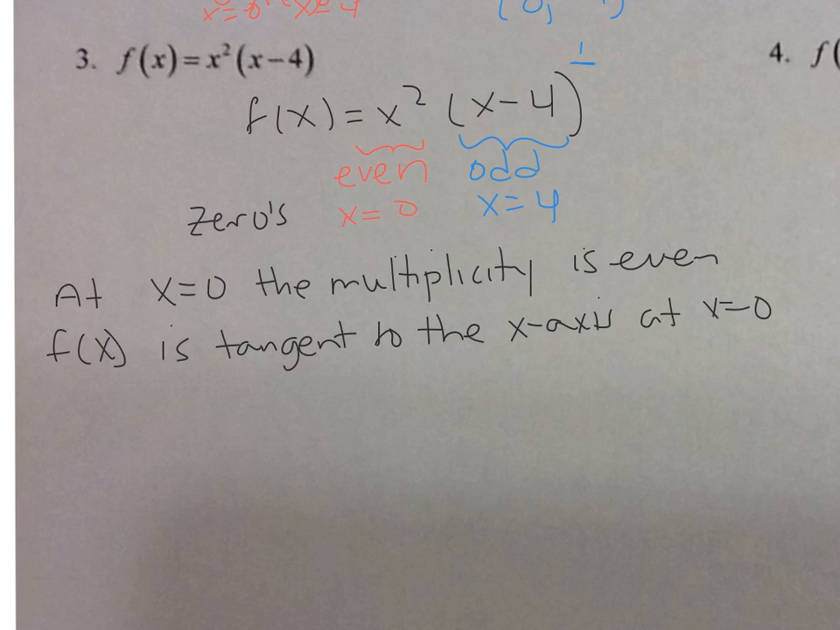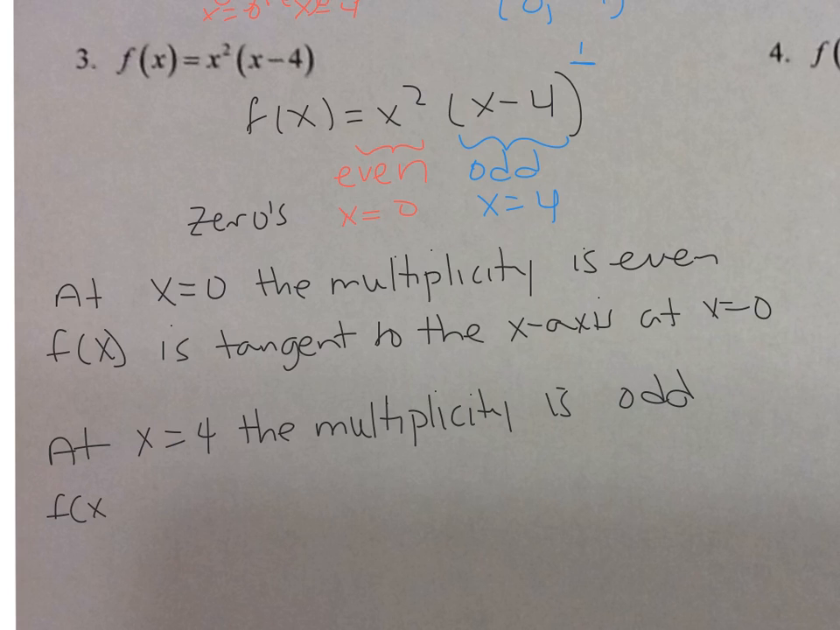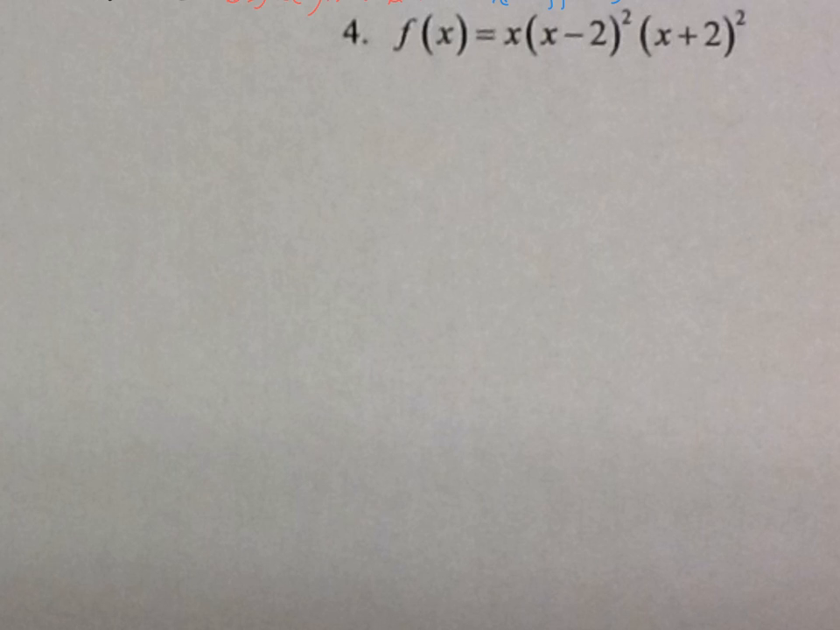And then I'm going to write the odd one. At x is equal to 4, the multiplicity is odd. So f of x crosses the x-axis at x is equal to 4.